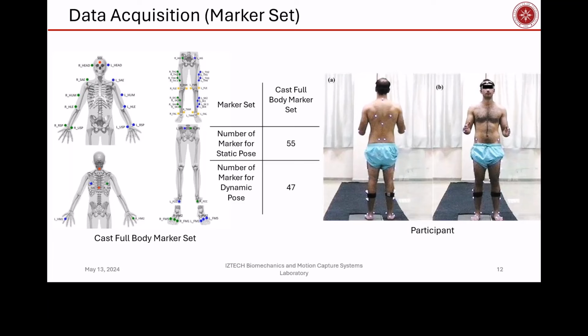So we have used full body CAST marker set. This set consists of 2 types of setup. For static poses, 55 anatomic points, and for the dynamic poses, 47 anatomic points are designated as marker placement.